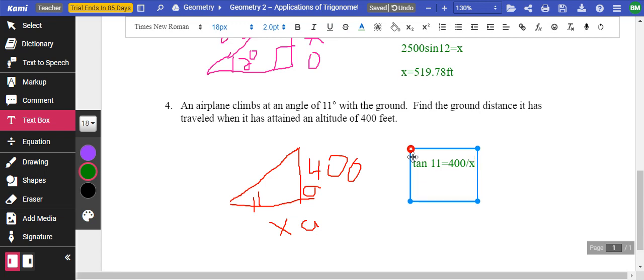X is on the bottom. So we have to multiply both sides by x. We get x tan 11 equals 400. Then we've got to divide both sides by tan 11. So we get x equals 400 divided by tan 11. Then we're going to, just like normal, put this into our Desmos calculator, and we're going to get 2,057.61 feet along the ground when we're 400 feet in the air.